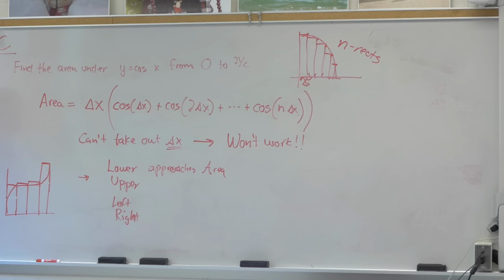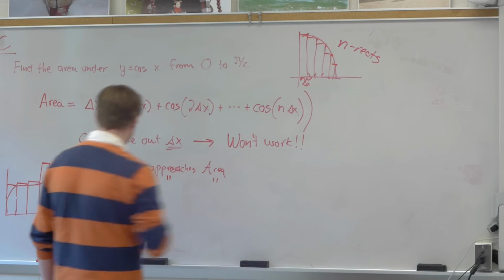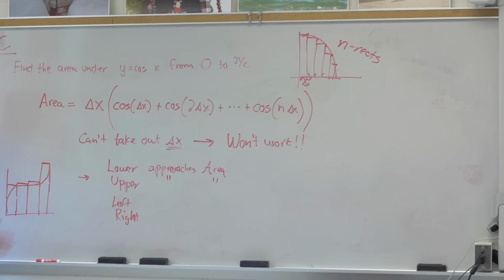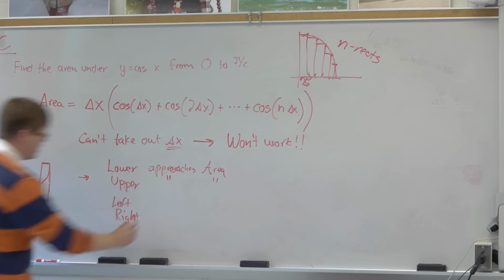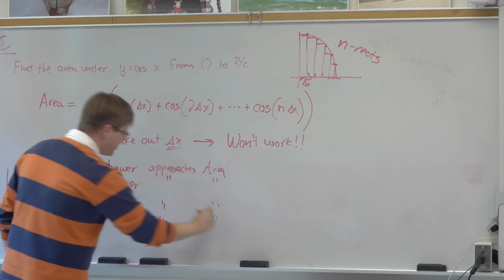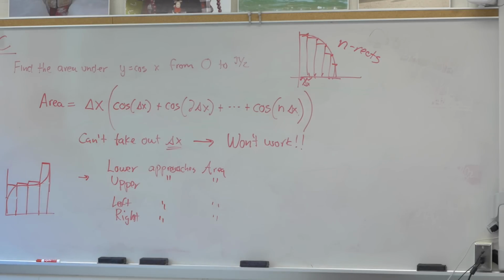Over or under approximation? Does it still approach the true area? Yes. So lower also approaches the area. Then there's obvious other things you can do. You could pick the left end point for your rectangle. That would be a left end sum. Or you could pick the right end point for your rectangle. That would be a right end sum. And hopefully it's also obvious that all of those will approach the same area.